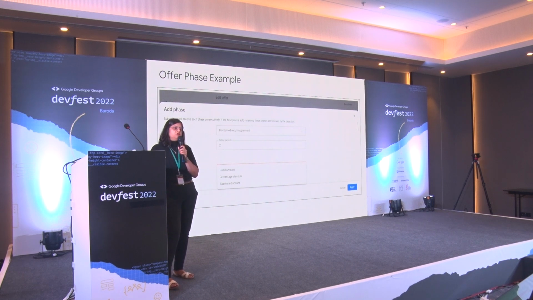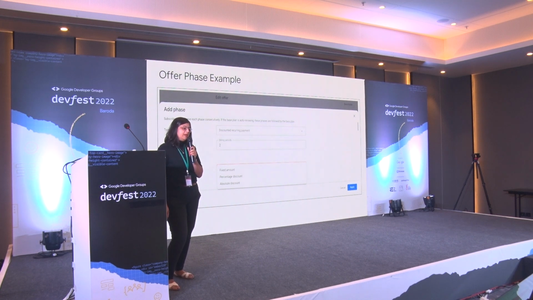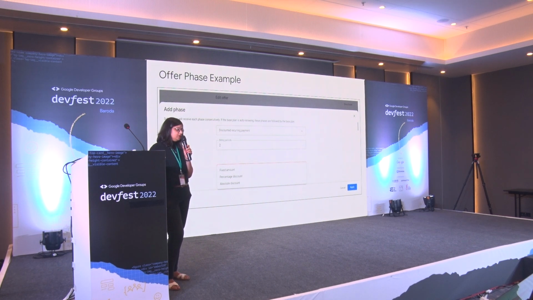This is how an offer phase looks like in Play Console. You have a discounted recurring payment that recurs every 2 billing periods. So for 2 billing periods, for 2 months, you are going to offer this particular special price to your users.